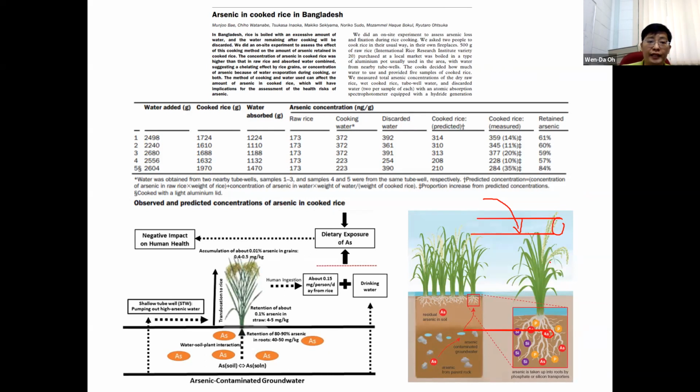So what they found was that their water has arsenic, their rice has arsenic, and then when they cook it, the arsenic concentration increased significantly, right? So they started to explore why this happens. They found two reasons. One is because of the chelating effect, right? You can read through this. And the other is because the arsenic becomes more concentrated due to the evaporation of the water during cooking.